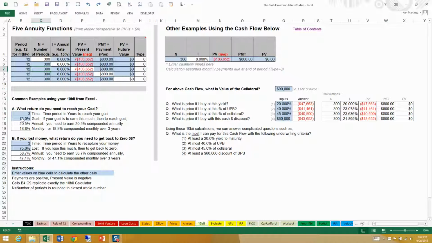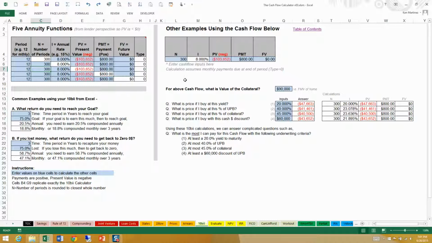And then I did a couple quick examples here of using a calculator. For example, if you want in 3 years you want to hit 75% was your goal, you'd have to average 20% or 19% annual or monthly. Same thing if you want to get back to 0 and you lost 75% and your time frame was 3 years, you'd have to average annually almost 59%.